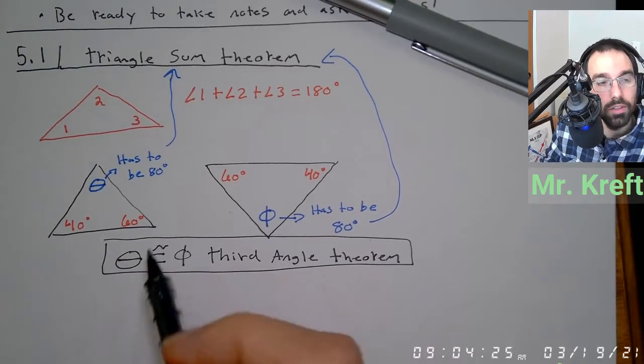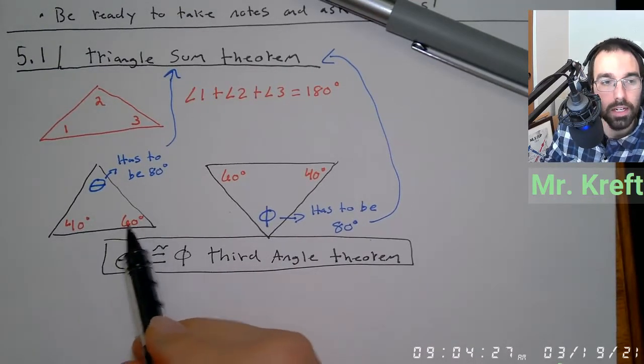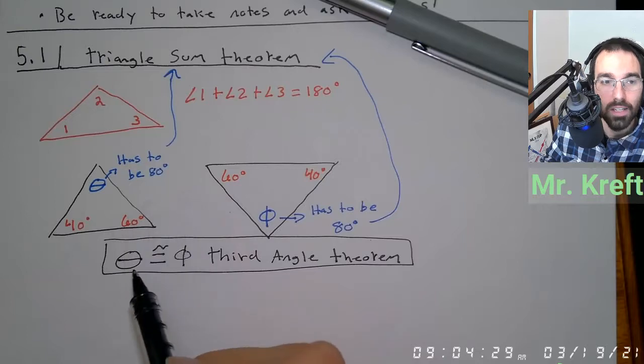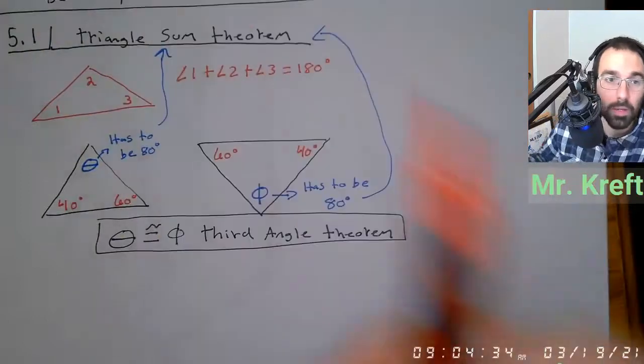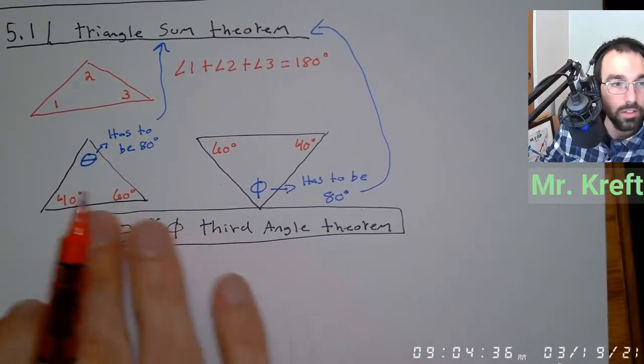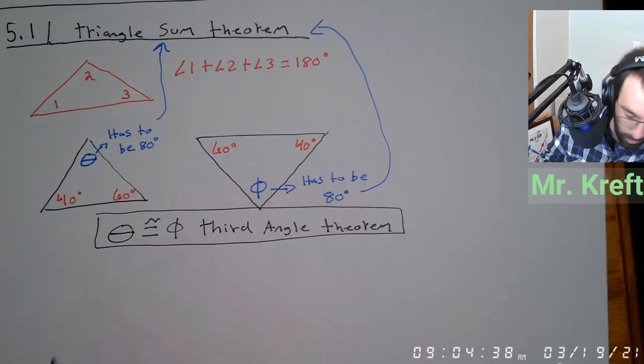But basically, the third angle theorem is just saying if you know two corresponding congruent angles, then the third angle has to be corresponding and congruent as well. And we're going to write that down right now. And you're going to want this in your notes because this is brand spanking new, right?